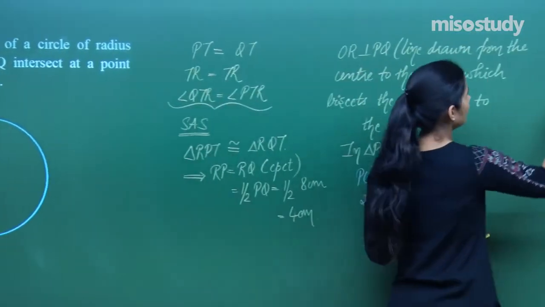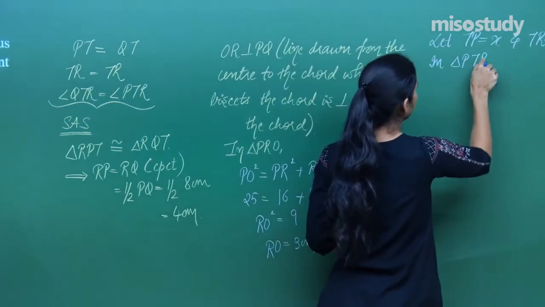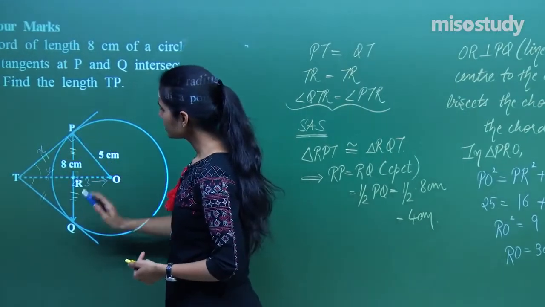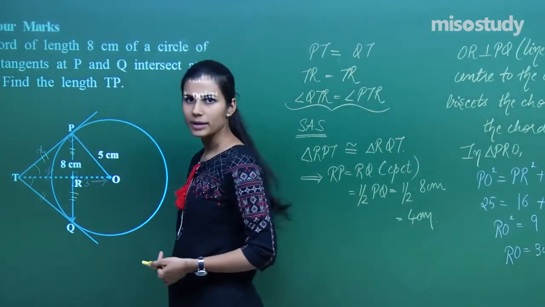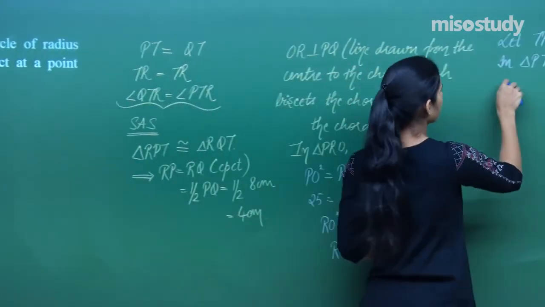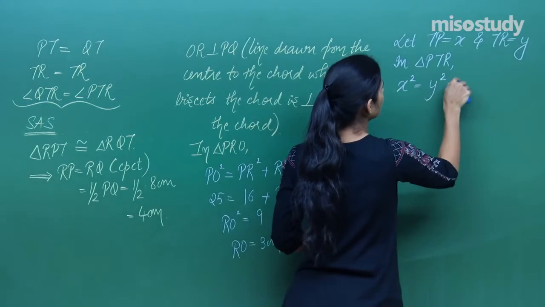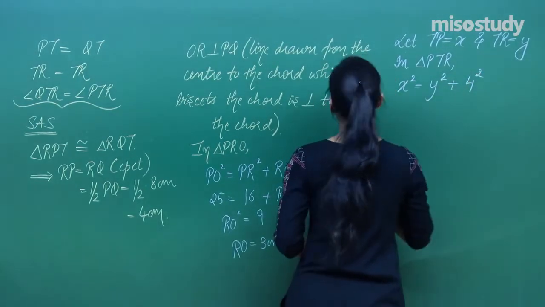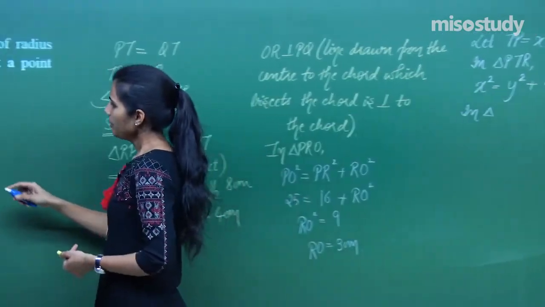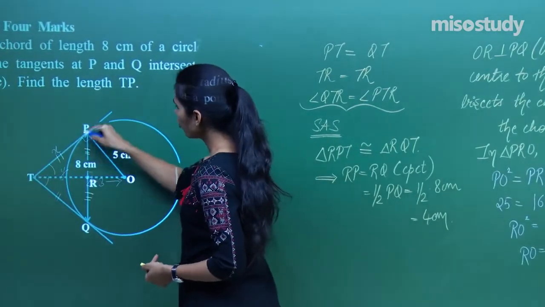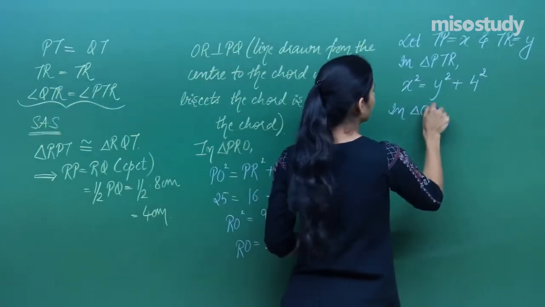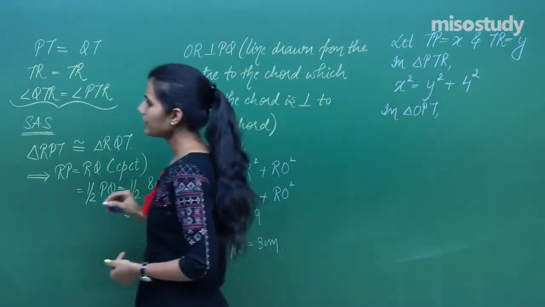So in triangle PTR, you have hypotenuse square is equals to base square plus perpendicular square. So x square is equals to y square plus PR square. PR is 4. So x square is equals to y square plus 4 square. 4 square is 16, and another right angled triangle is what? Because OP is perpendicular to TP, so OPT is another right angled triangle. OPT is another right angled triangle, so hypotenuse will be OT.